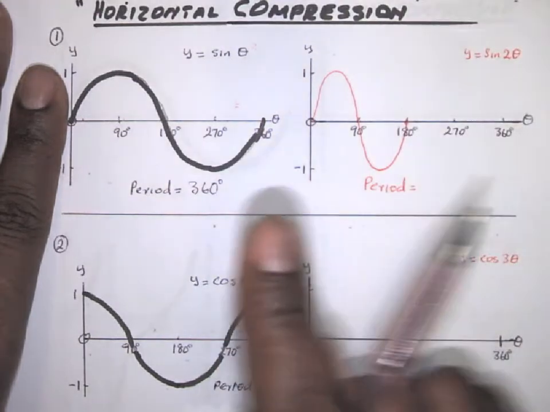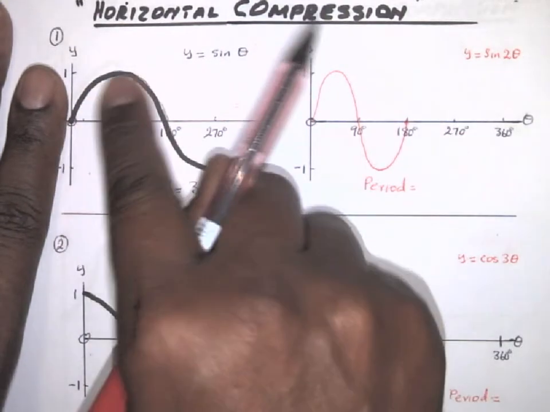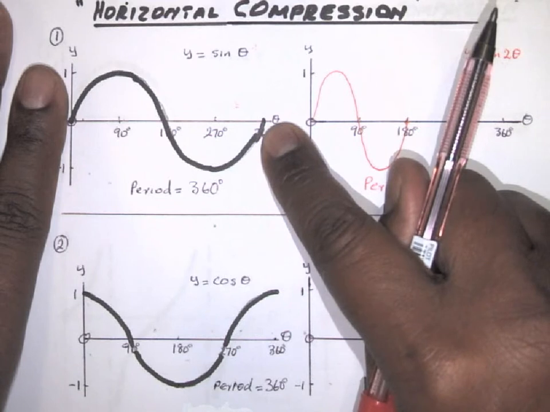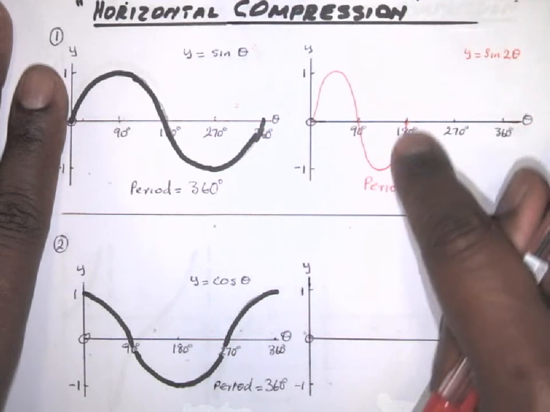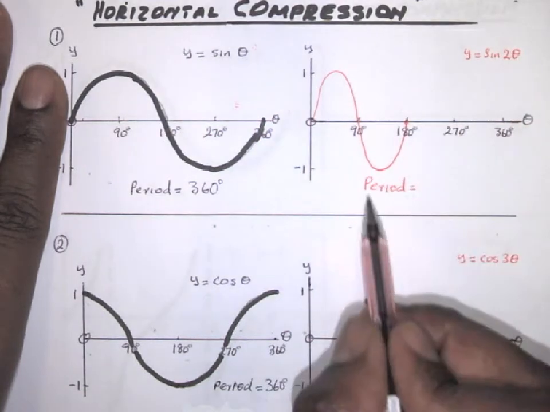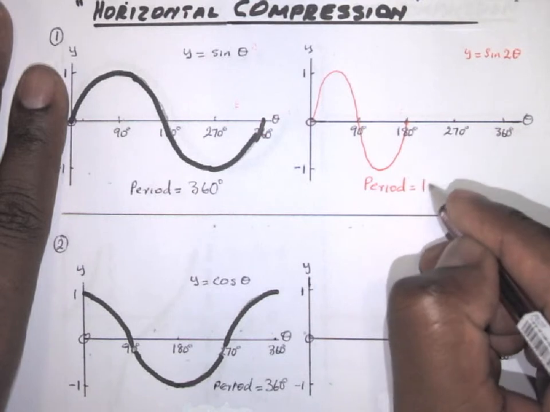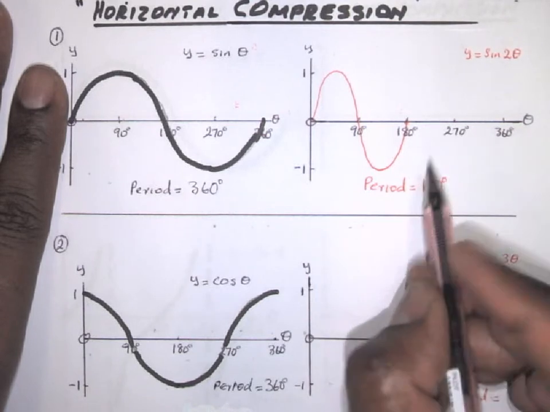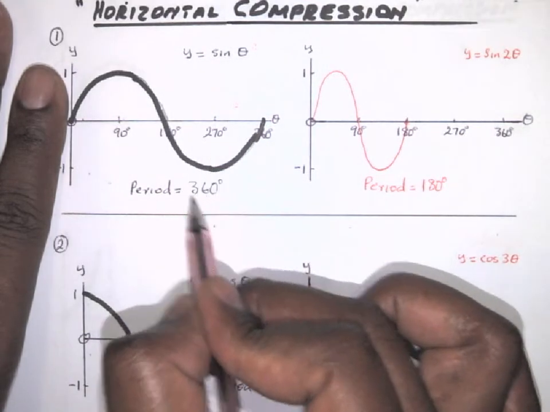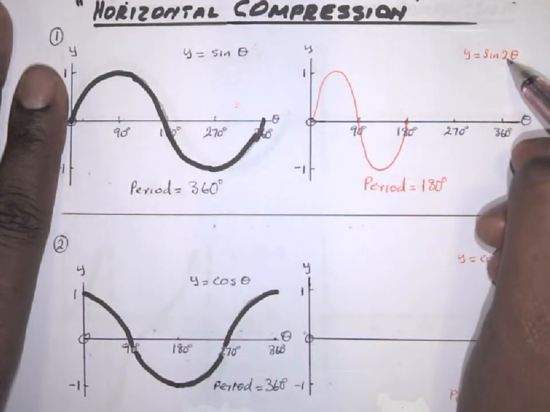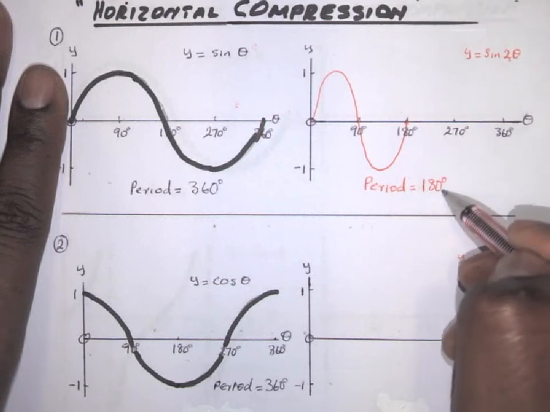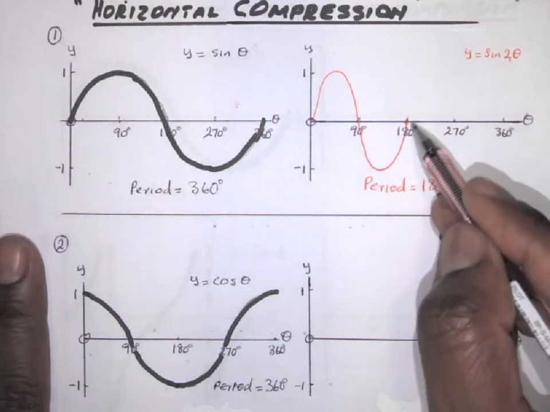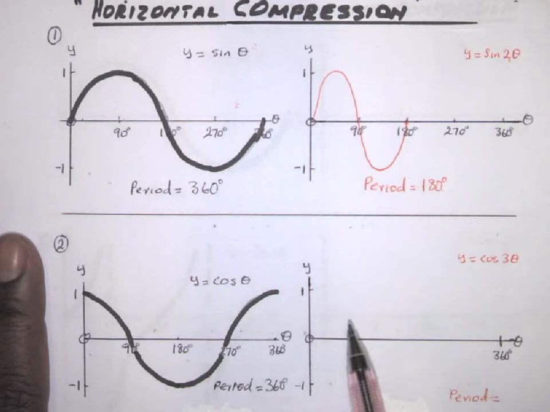Now the period of this one, the complete wave, was 360 degrees. Now this is a complete wave. Now what's the period? The period is equal to 180 degrees. So to get the period of the graph, you take the original period and divide it by the value which is given there. In this case it's 2, so the period is 180 degrees. So I've got that. Now let's look at this one.